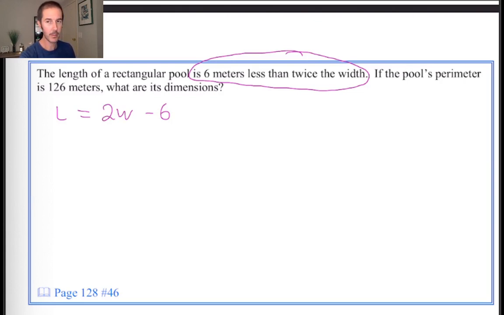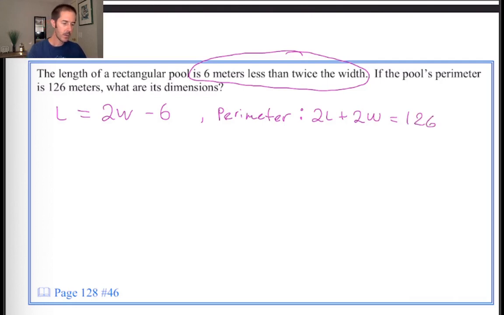If the pool's perimeter, which is calculated by taking twice the length and adding it to twice the width, in the case of a rectangle anyway, the problem tells us that the perimeter is, see the is the equal sign, 126. What are its dimensions? In other words, what's the length and the width? How am I supposed to figure that out?